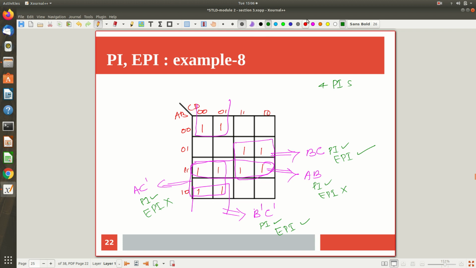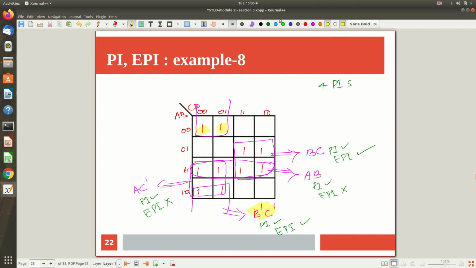So let me tell you what makes them essential. Let me highlight them. You can see that if I am looking at the first essential prime implicant I am getting, it is this one, right? This is essential. Who is making it essential? Due to the color I find it difficult. Yeah, this one and this one, they are exclusively covered by this particular prime implicant. So that is what makes them essential prime implicant.